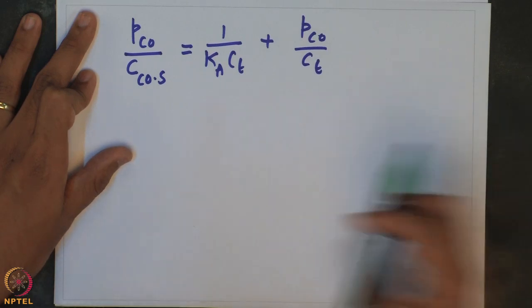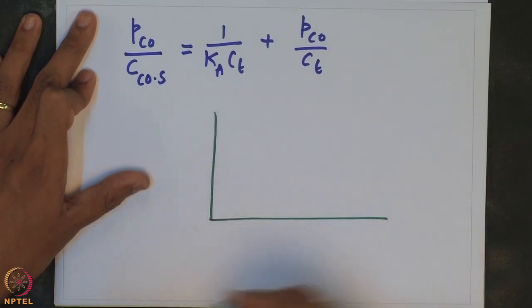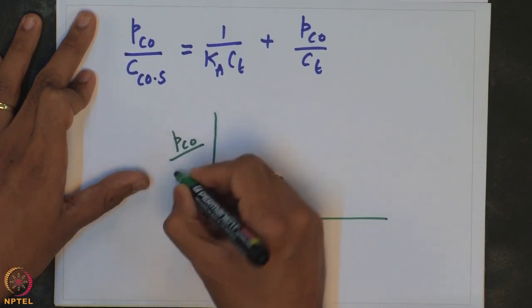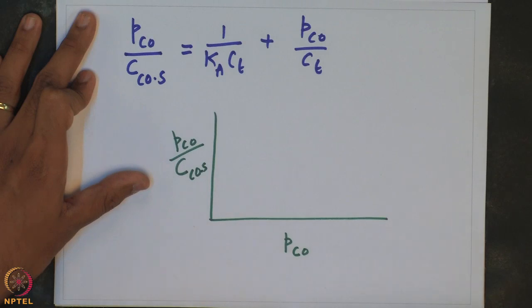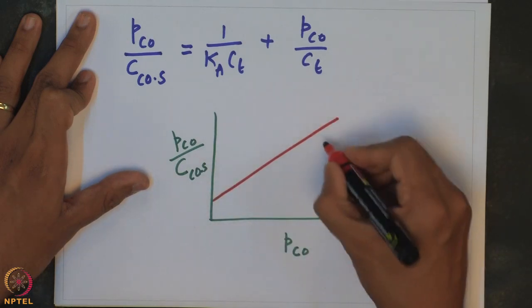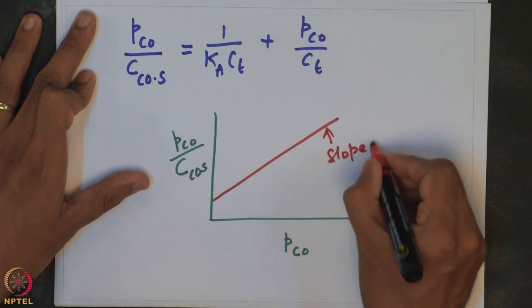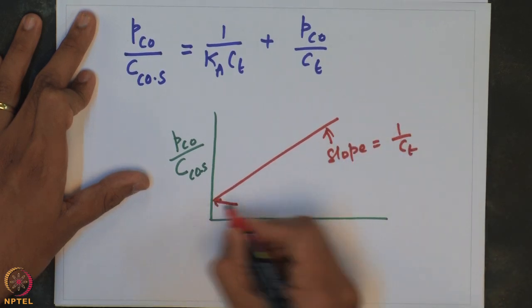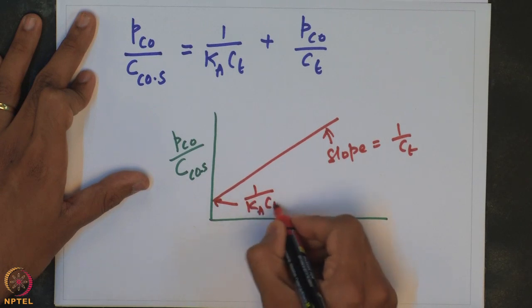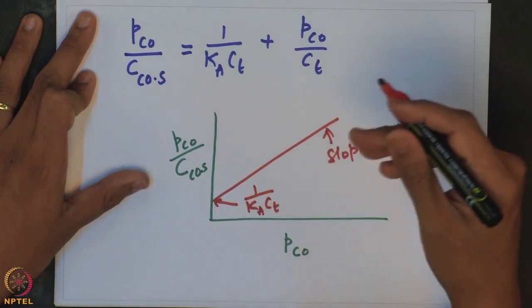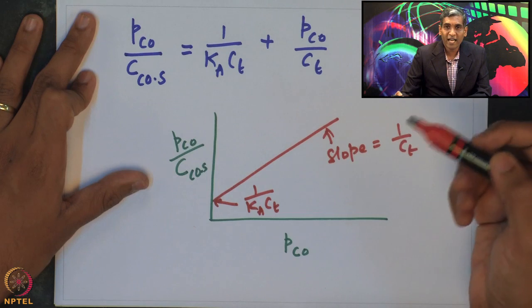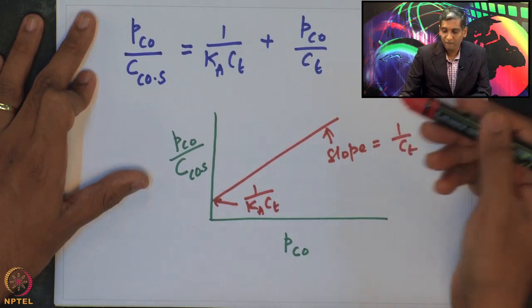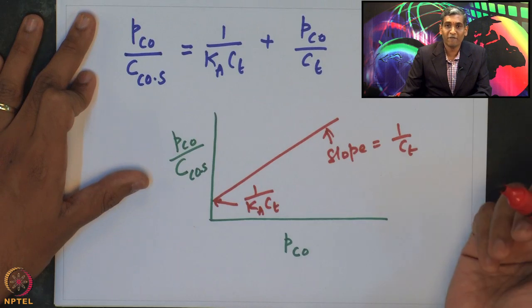Now, if the experiments are done at different partial pressures of CO, I can plot PCO versus PCO divided by CCOS, and based on this expression I should get a straight line fit, whose slope is equal to 1 by Ct and the intercept should be equal to 1 by Ka into Ct. So, if the model that I propose is the molecular non-dissociative form, then I can use that model and validate it with experiments using such a linear fit.